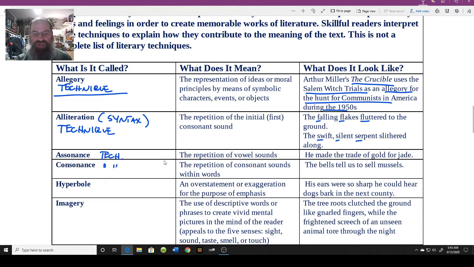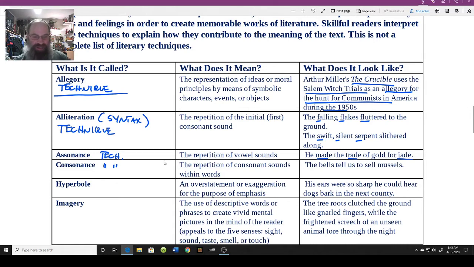All right, repetition of vowel sounds. He made the trade of gold for jade. Oh, gold doesn't rhyme. All right, so here we'll just erase that one. All right, so A, those are your vowel sounds. A, E, I, O, U, and sometimes Y.